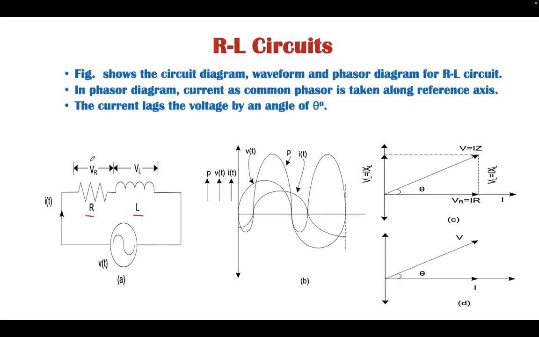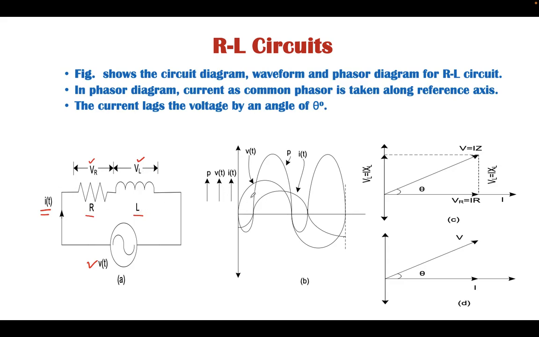The voltage across resistance, let it be VR, and the voltage across inductor, let it be VL. When an AC supply is connected, having VT equal to VM sin omega t, the current flowing in this circuit will be IT, which is Im sin omega t plus or minus theta. Here, because it is inductive, it will be minus theta.